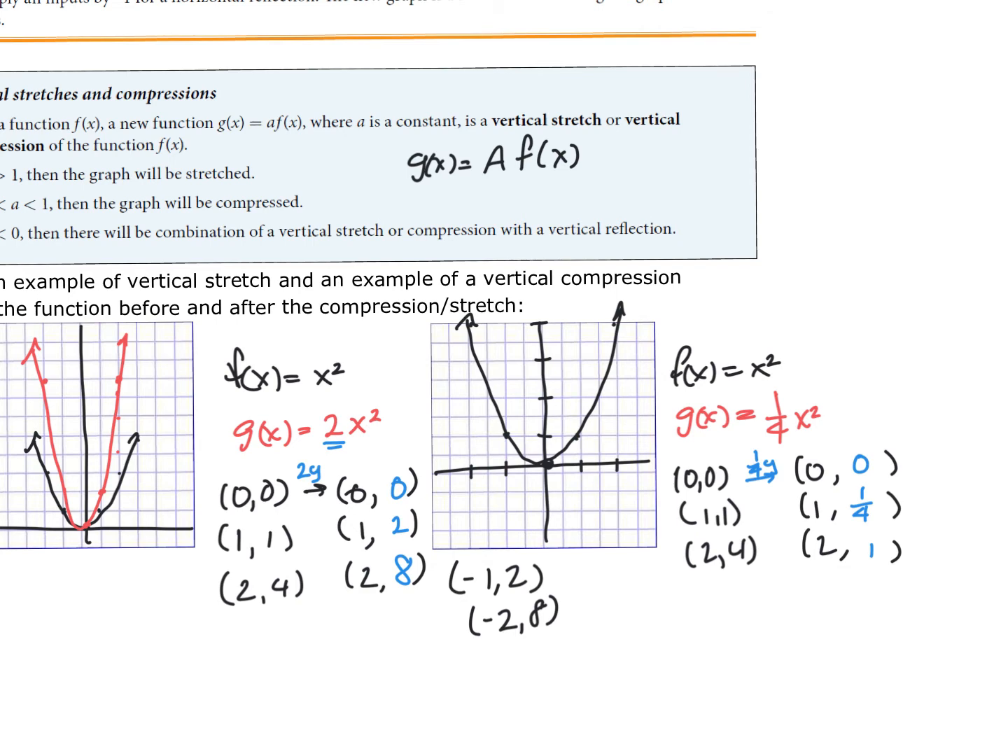So now I'm going to draw this, and so I'm going to go 1 and 1/4. So I'm going to go 1, and here's 1/4. So 1 and 1/4 is about right there. And then I have -1 and 1/4, and then I have 2 and 1, and -2 and 1. And so that is a vertical compression by 1/4.